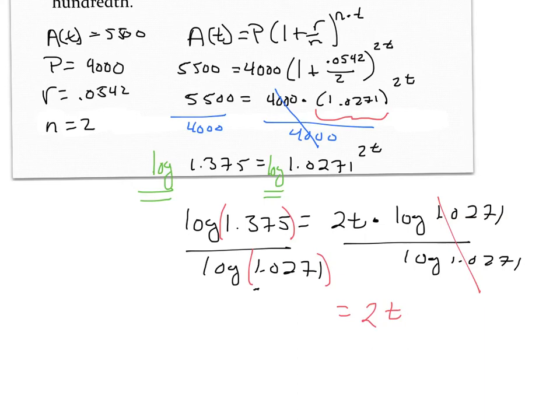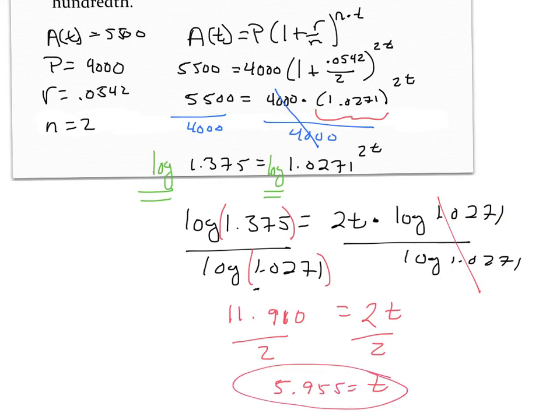Is equal to, and I'll round to the nearest thousandths, so it ends up being 11.910. Divide by 2, and I get 5.955. So it's going to take approximately 6 years for my investment to grow $1,500.